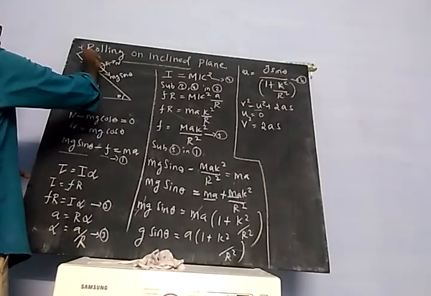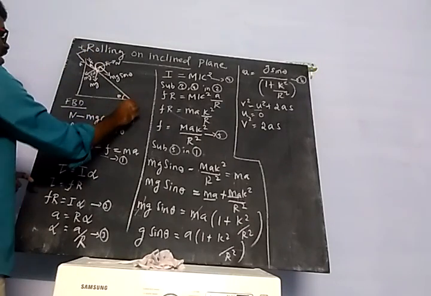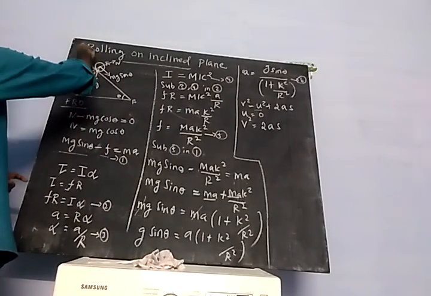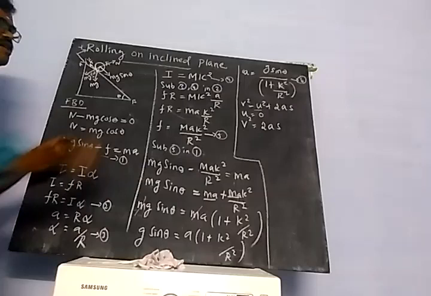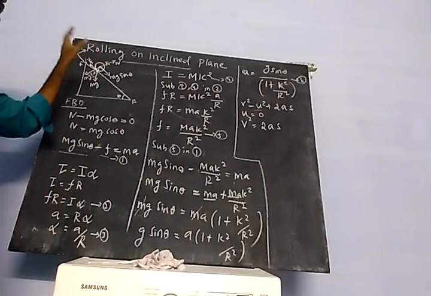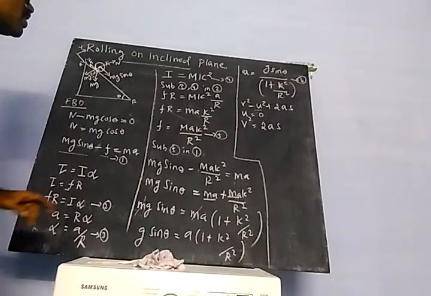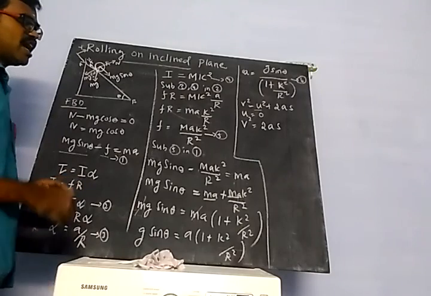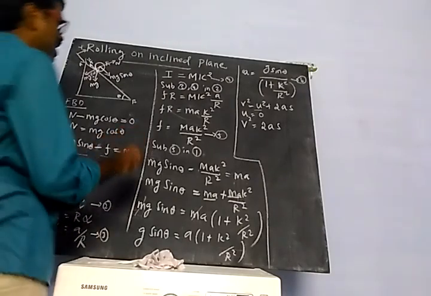Displacement is represented from point A to point B. So from A to B, how much is that rolling object displaced? That s value we have to find out. So how do we find the s value?